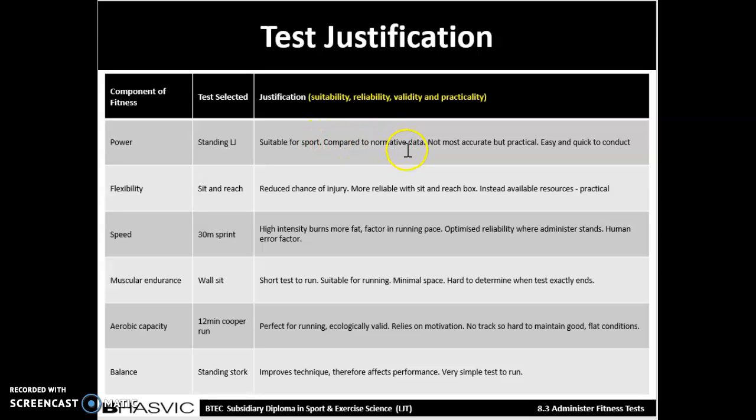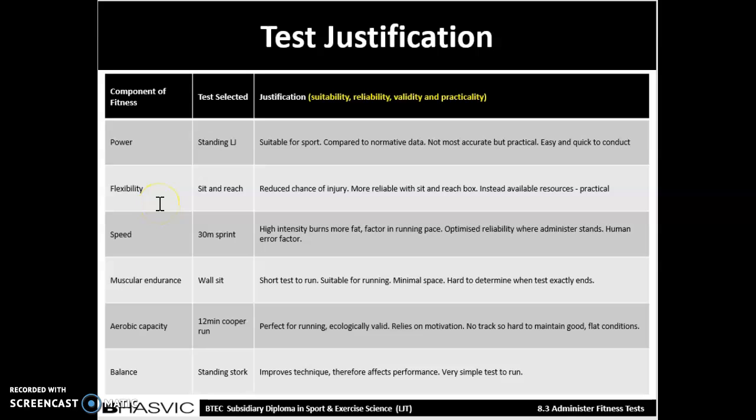You can easily compare this to normative data, and it's not the most accurate to measure leg power through this, but it is a very practical test as it's easy to conduct and access. And it doesn't take much time to perform either, because those 3 jumps and measuring would only take a couple of minutes maximum. So it's quite an easy and quick test for the performer to perform.